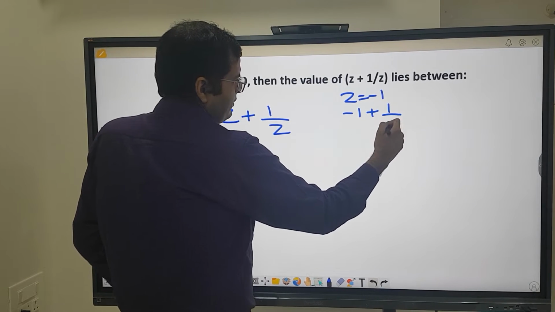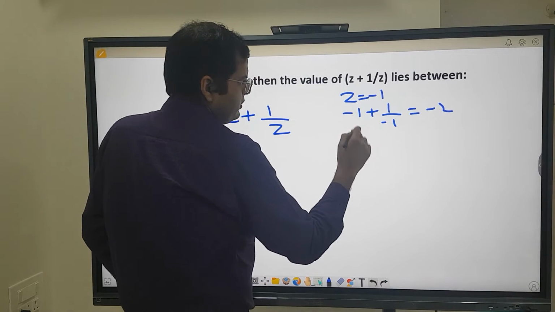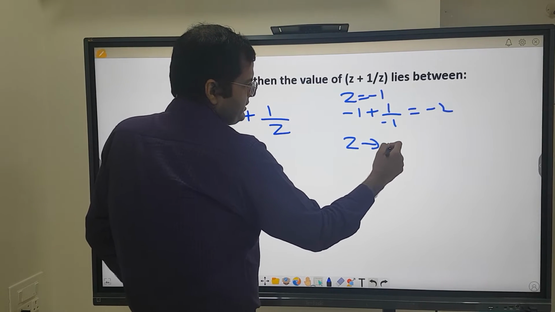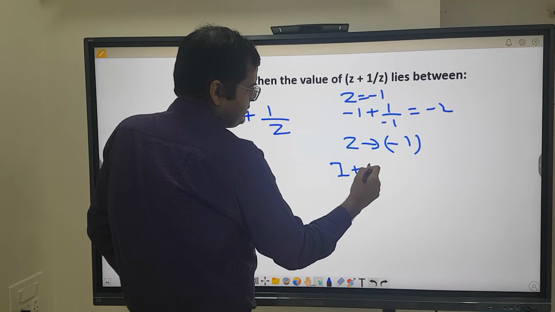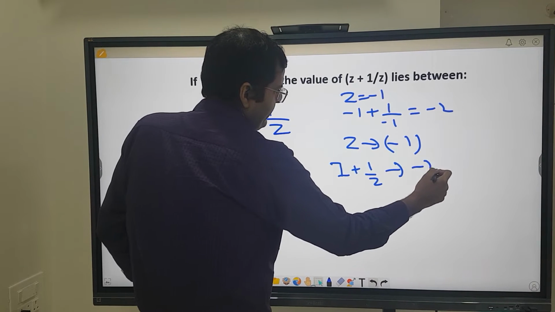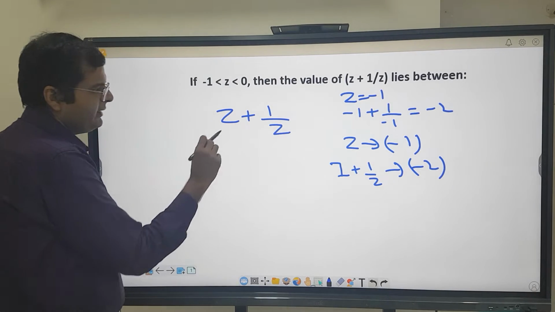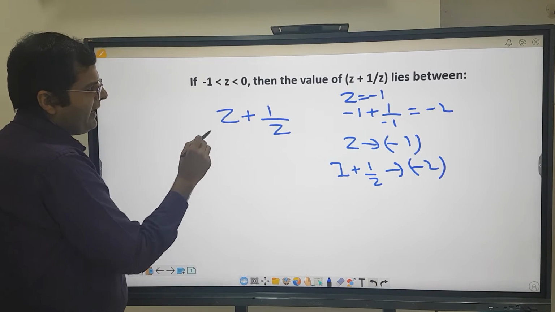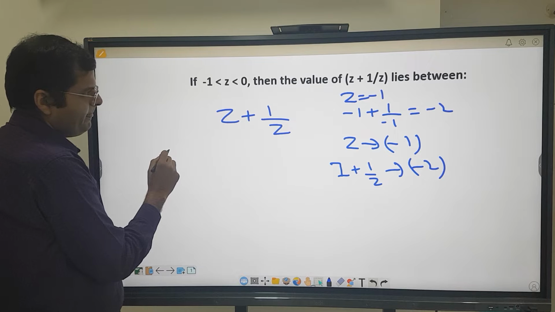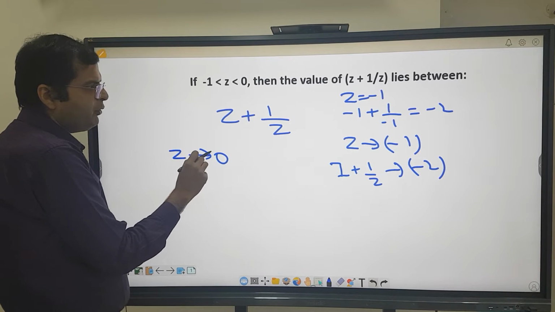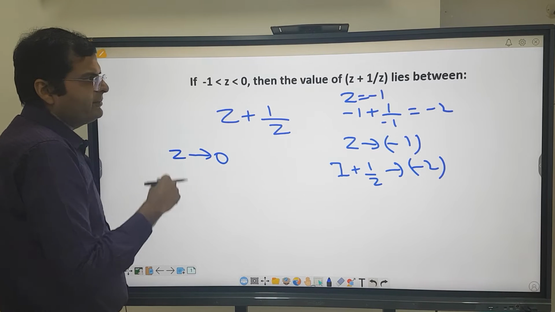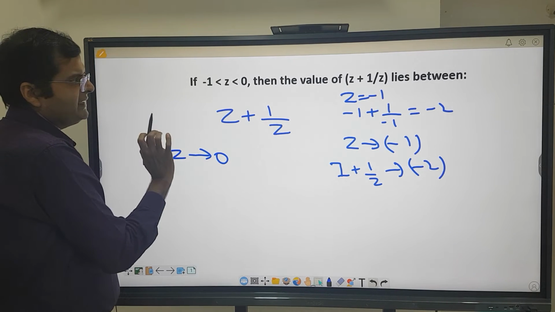-1 plus 1 upon -1, which is -2. So as z approaches -1, this expression z plus 1 upon z approaches -2. At the other extreme, as z approaches 0, now z will approach 0 from what side? From the negative side, because z is less than 0.